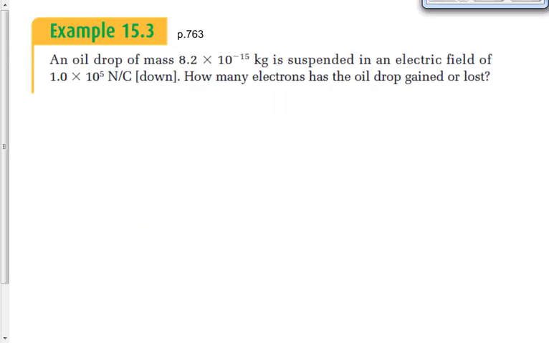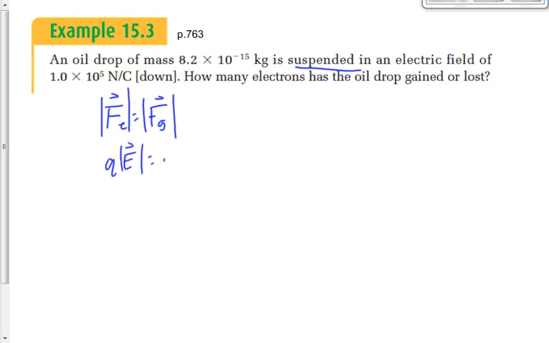Let's take a look at an example. 15.3 on 763, it says, an oil drop of this mass is suspended. Good. If it says it's suspended, or if it says it's traveling at a constant speed, either one of those, doesn't matter. We're going to say Fe equals Fg. Now, we want to find the number of electrons the oil drop has gained or lost. We're not going to worry about that right now. Let's get a charge. We're going to say Q times E is equal to M times g, and we're going to solve for Q. It's mg over E.